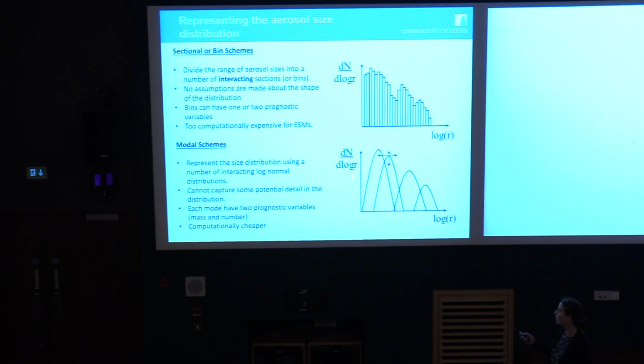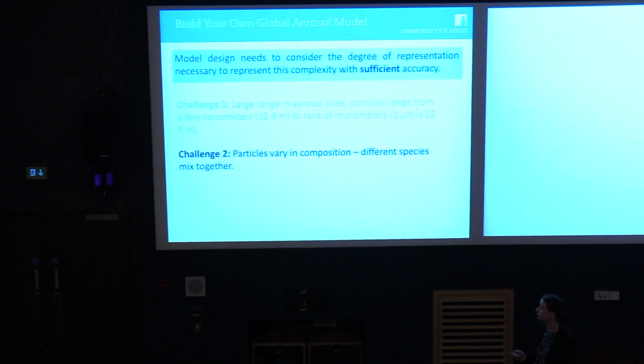And actually, just a number of interacting log normal modes, log normal distributions, is enough to reasonably realistically represent the aerosol size distribution. So we're able to recreate the observational aerosol size distribution. We're able to simplify it down using a number of interacting log normal modes. Each mode has 2 prognostic variables, so 2 variables which are calculated at every time step in the model, mass and number, and computationally it's much cheaper than the more expensive sectional scheme.